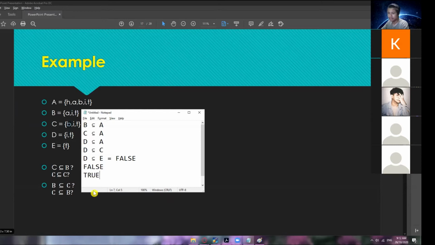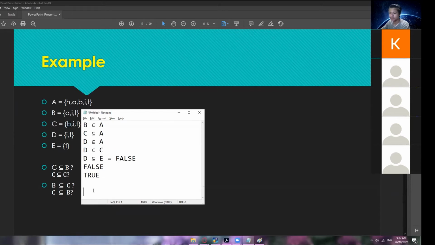How about B is a subset of C? False. Right, so this one is false.